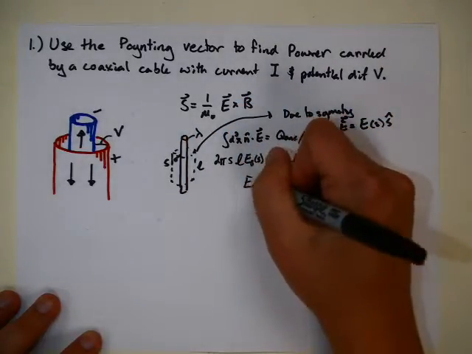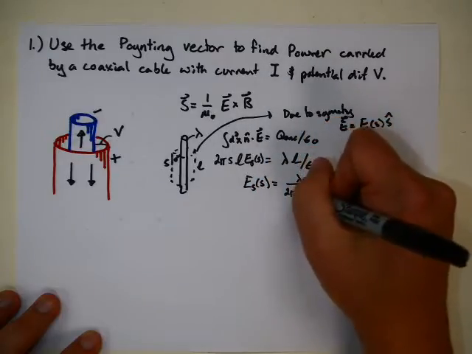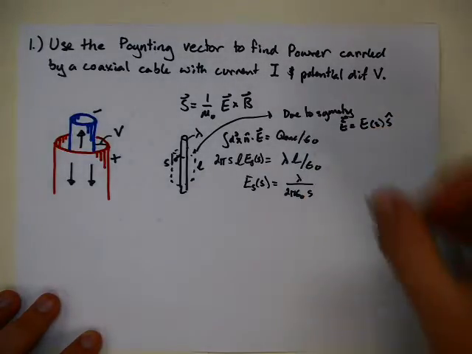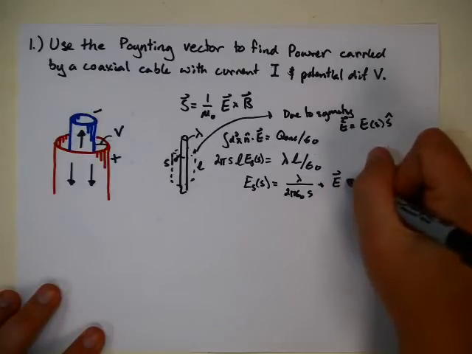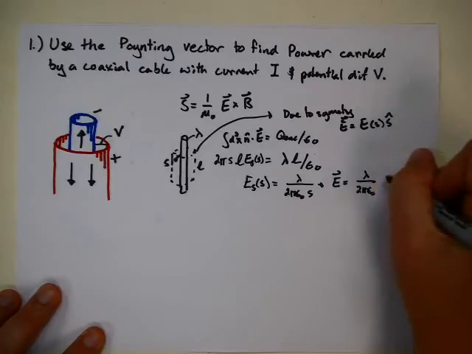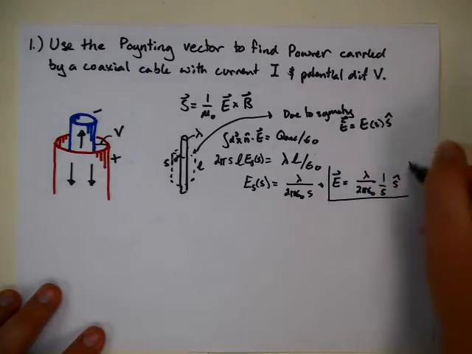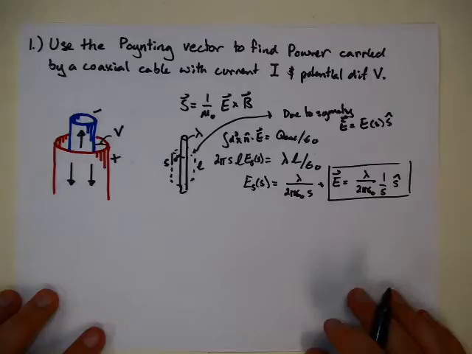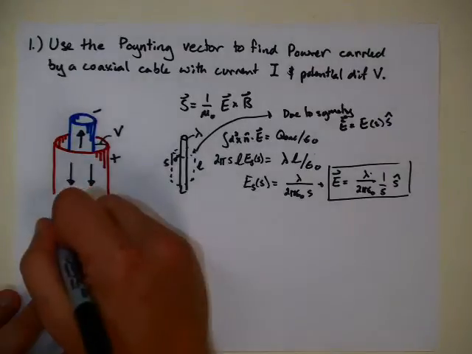Solving these for E gives us lambda over 2 pi epsilon naught times S, which is what we knew to be true anyways, and then we put it back into vector form. We get the electric field E is going to be equal to lambda over 2 pi epsilon naught, 1 over S, times S hat. And so that's the electric field. But we still don't know lambda. So let's go and find lambda really quick.